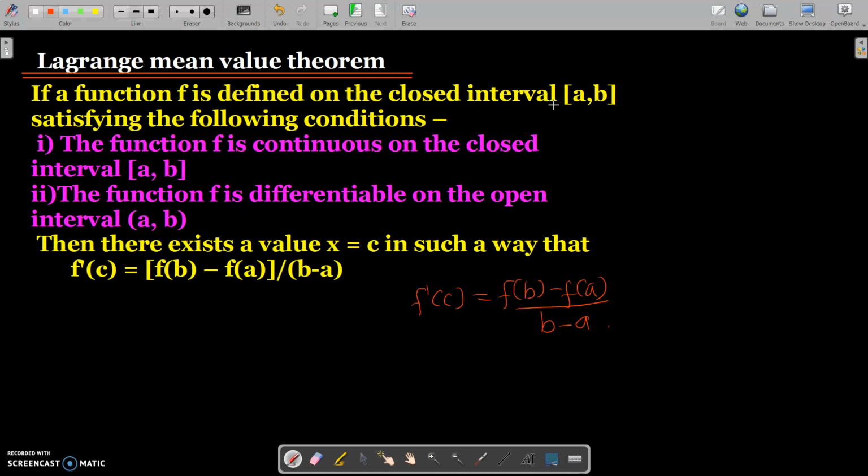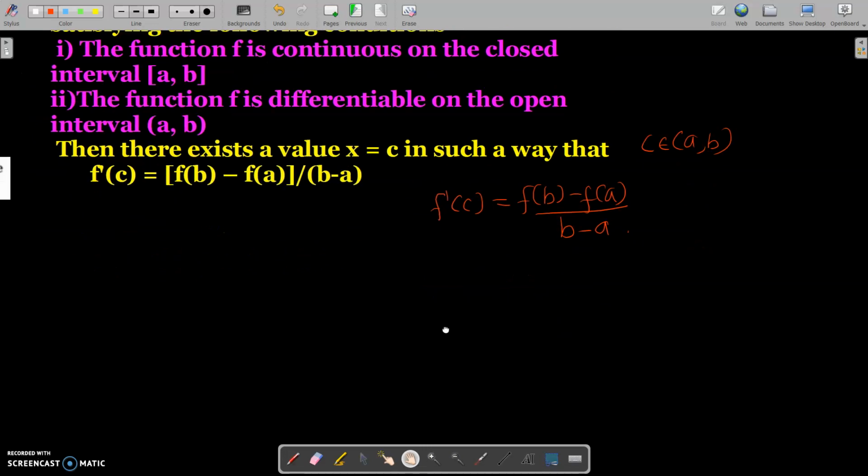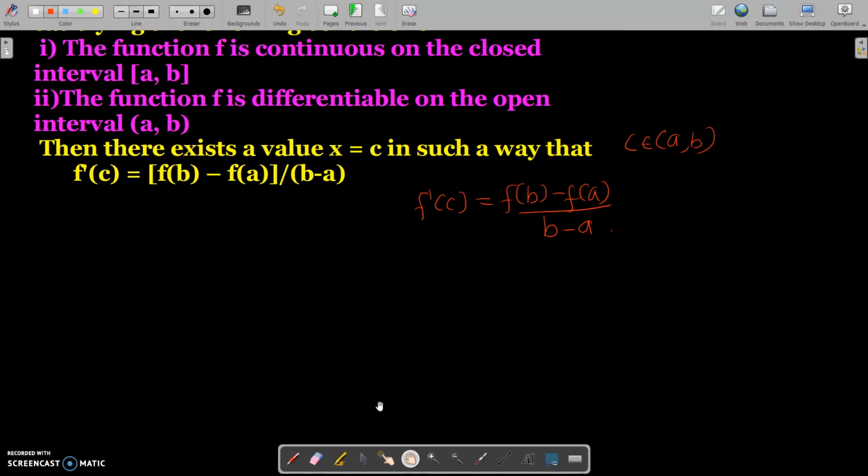Okay, f is defined on a closed interval and differentiable on the open interval (a, b), then there exists a value x equal to c, where c lies in between a and b, such that f dash c equals f(b) minus f(a) divided by b minus a. That is what we have to prove here.